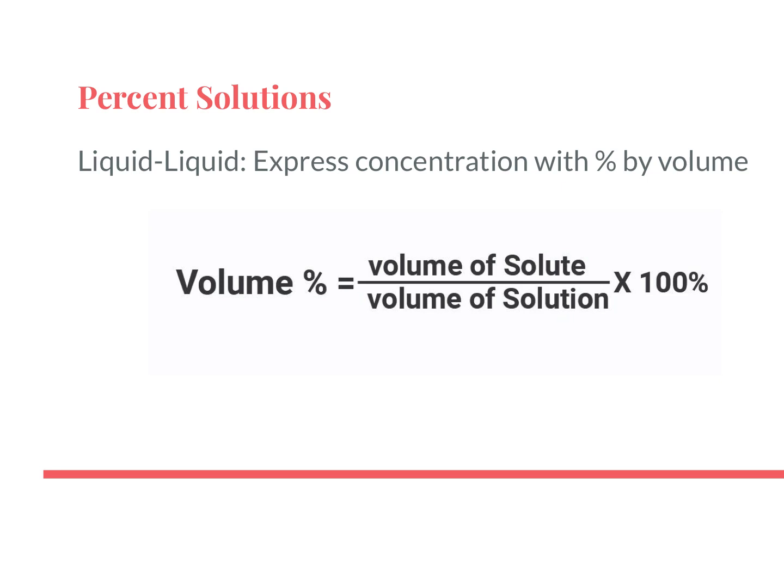Milliliters. Okay, if the solute's in liters, what does the solution have to be? Liters. Okay, it's either or, they just have to match. An example of where you see this in real life is alcohol. How many of you probably have rubbing alcohol at home? If you look at it, it'll tell you this one's 99% alcohol. At home, you might have 70% alcohol.